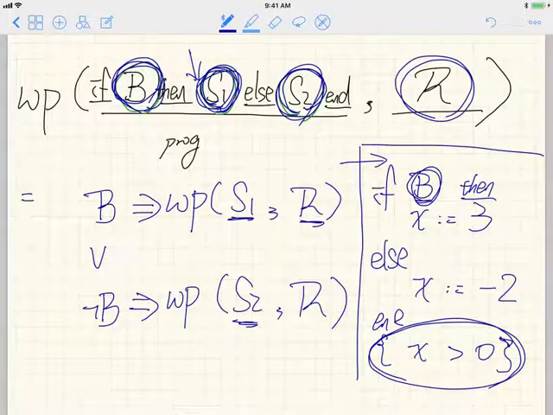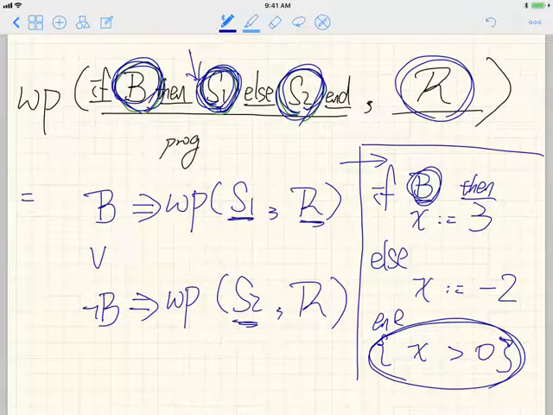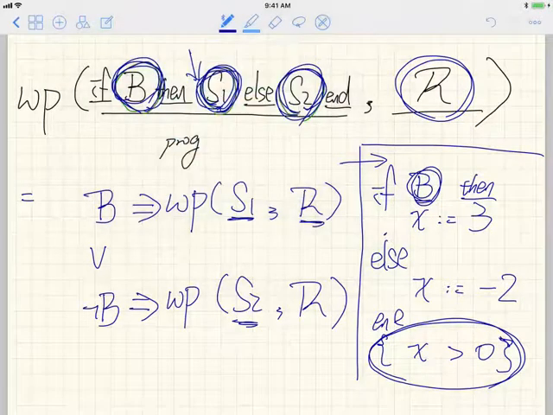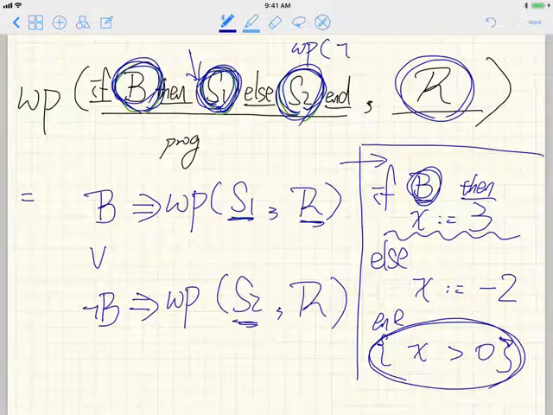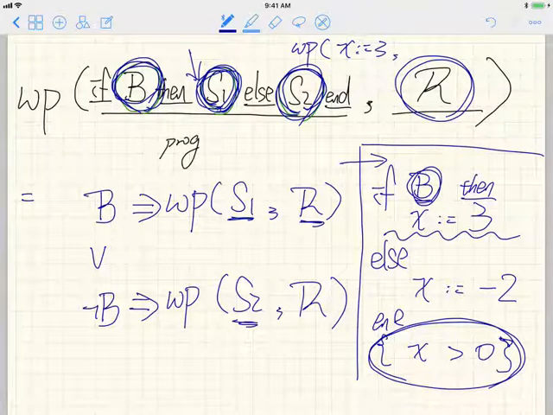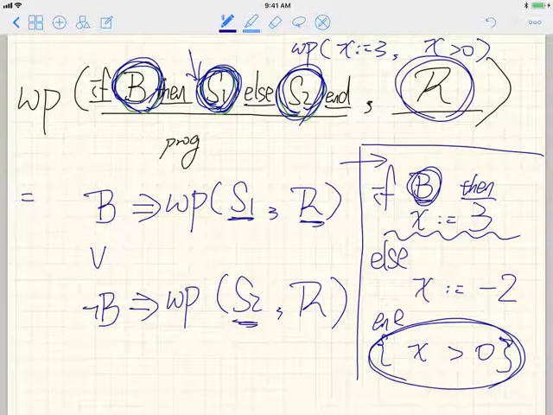The entire program should accommodate both branches, right? Let's say this is branch number 1. What is the weakest precondition for x assigned to 3 to establish x larger than 0? So WP for x assigned to 3 to establish x larger than 0. What is the weakest precondition? True, because I simply replace x by 3.